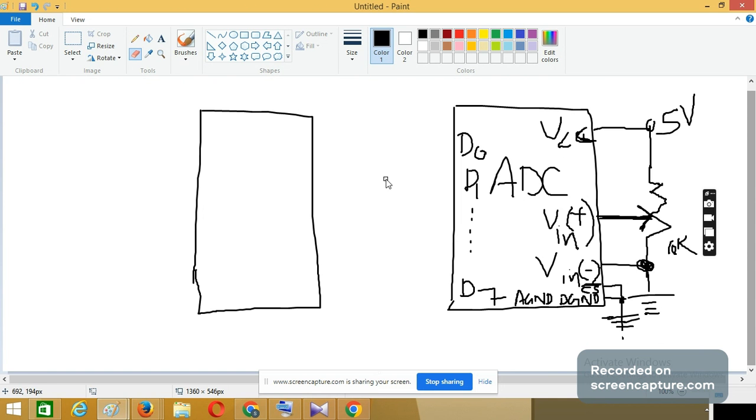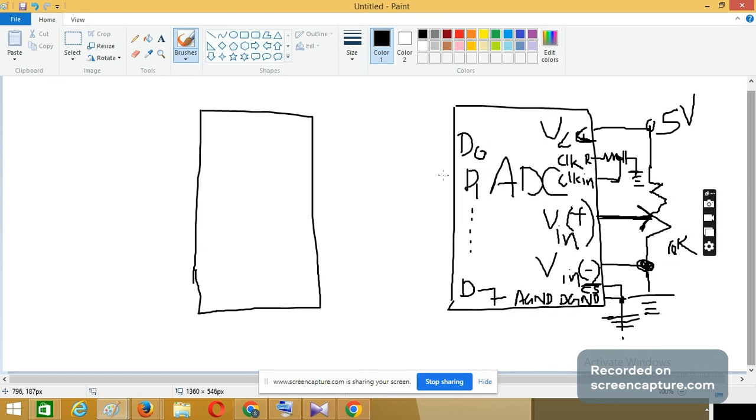Now we have to give a clock signal to this because this has to be synchronized. So clock R and clock in, these are the two pins to which we have to supply the clock. So this way we are connecting the clock.